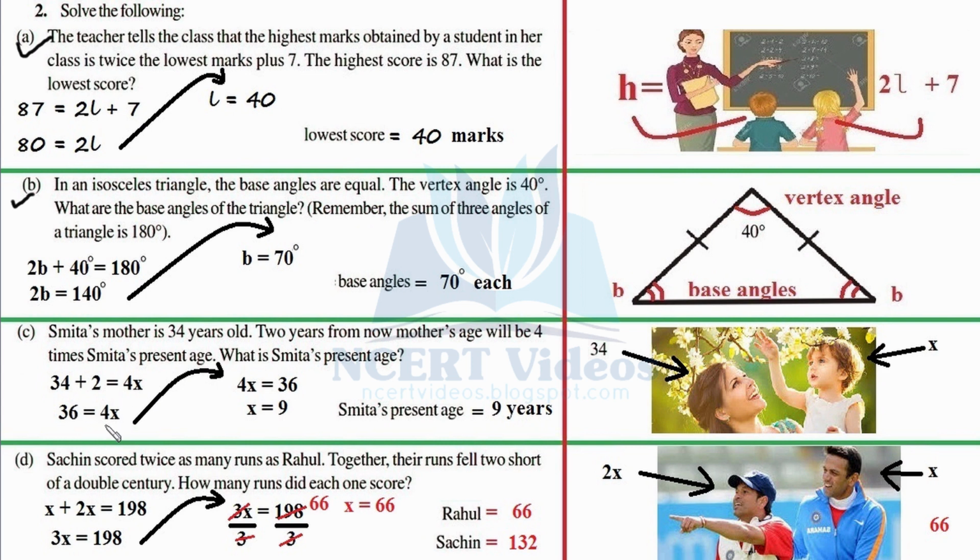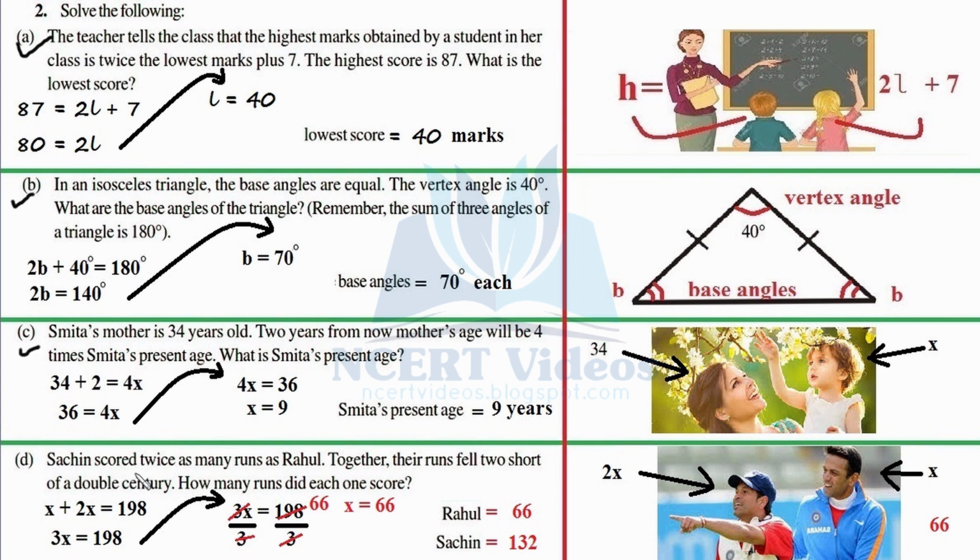Get rid of this 4 by dividing by 4 on both sides. Now we can also write it as 4x equals 36 because this equation is balanced. Now 4 cancels, x is separated, so 9 4s are 36, x is 9. So her present age is 9 years. Also we can check: 9 4s are 36. So the solution is correct.